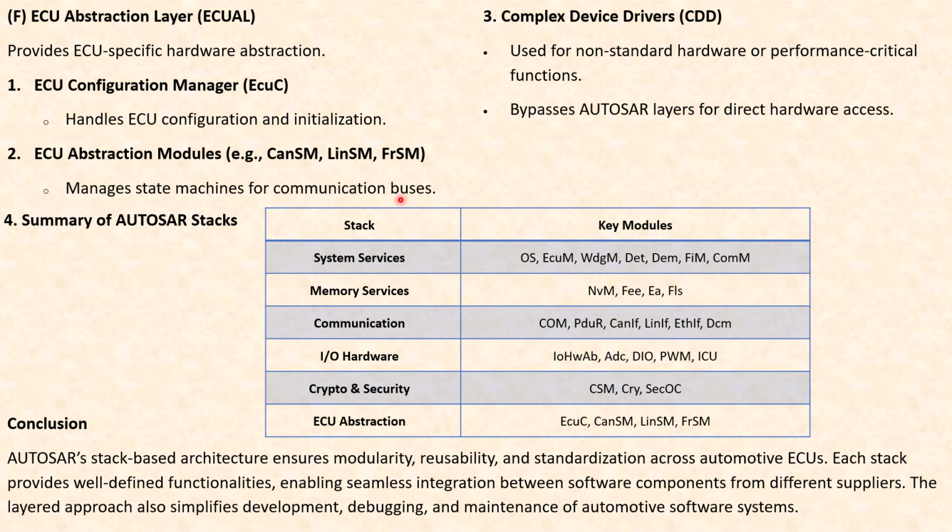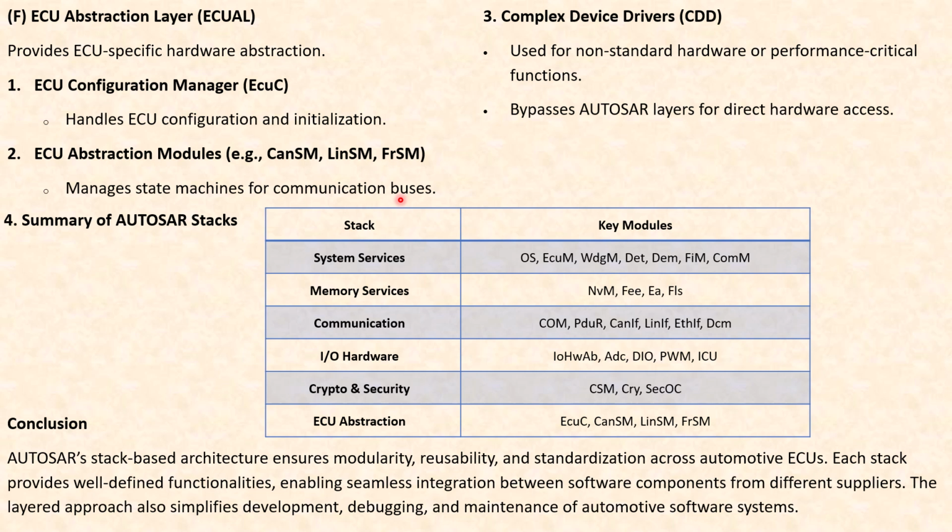Okay, and complex device drivers, which are also one of the layers of the Autosar, are used for non-standard hardware or performance critical functions. They also bypass layers for any direct hardware access. So whenever needed, from the RTOS to the bottommost layer, the hardware, it can bypass all the Autosar layers for direct hardware access.